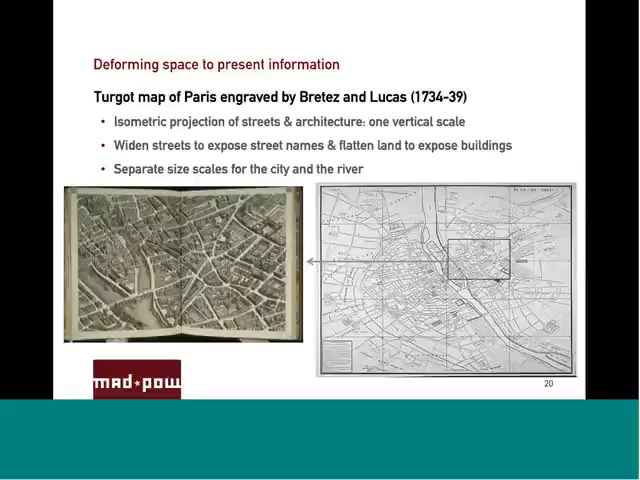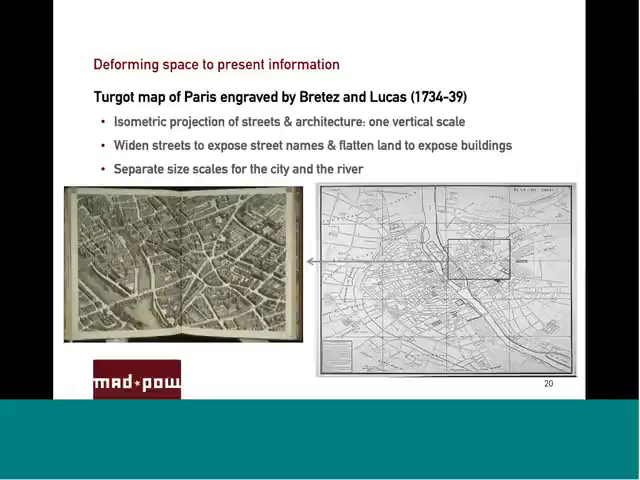In order to make all that information fit, they created an isometric projection of the streets and the architecture with a single vertical scale. Isometric projection is something that's used in architectural drawings. It literally means that all of the lines are parallel. There is no vanishing point. And for information design, one of the most useful aspects of this kind of projection is that everything at the bottom of the map is at exactly the same size as everything at the top of the map. Things don't disappear off into the distance and get small.